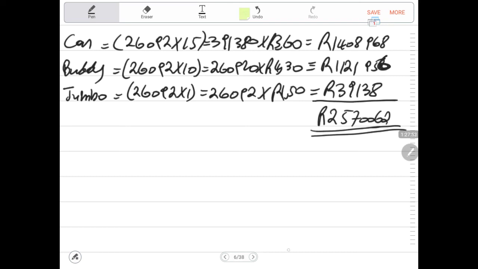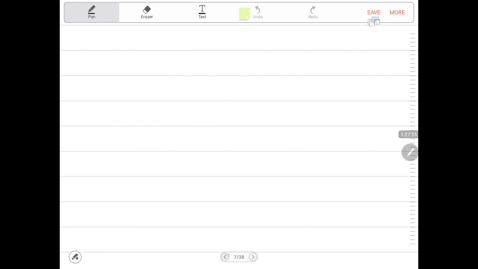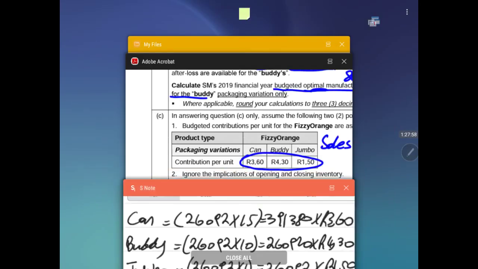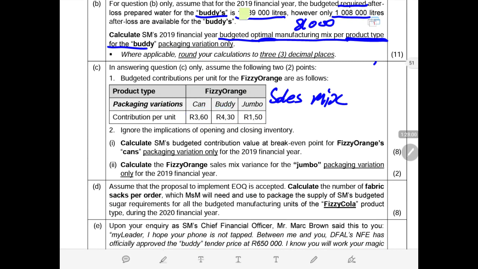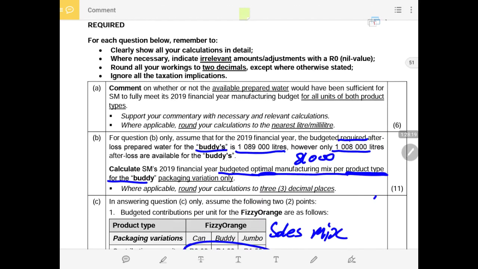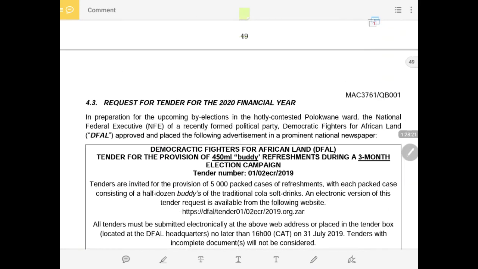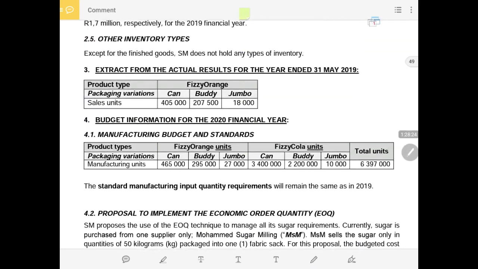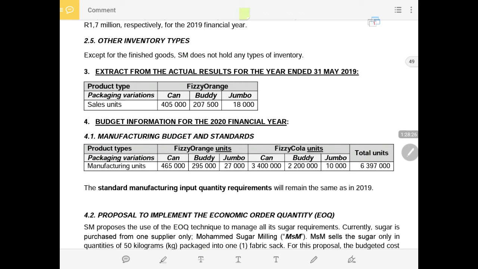Then we go to the last or second last question, where we are required to calculate the sales mix variance for fizzy orange jumbo only, but I'll do all three of them, not only jumbo. Remember, we already have our sales mix, which is 15:10:1. So what do we need? We need to know actual sales. The minute we are required to calculate the sales mix variance, we need to know the actual sales.